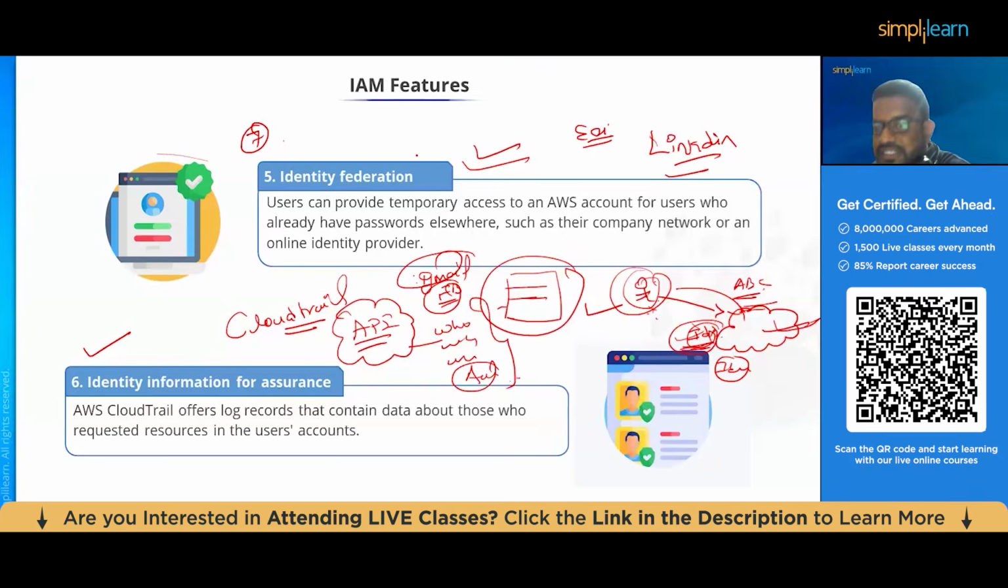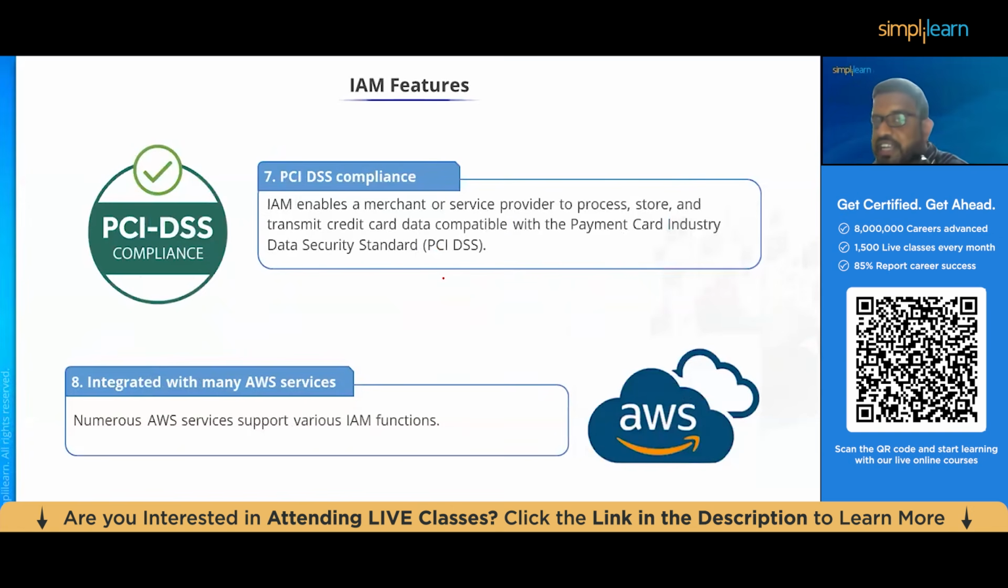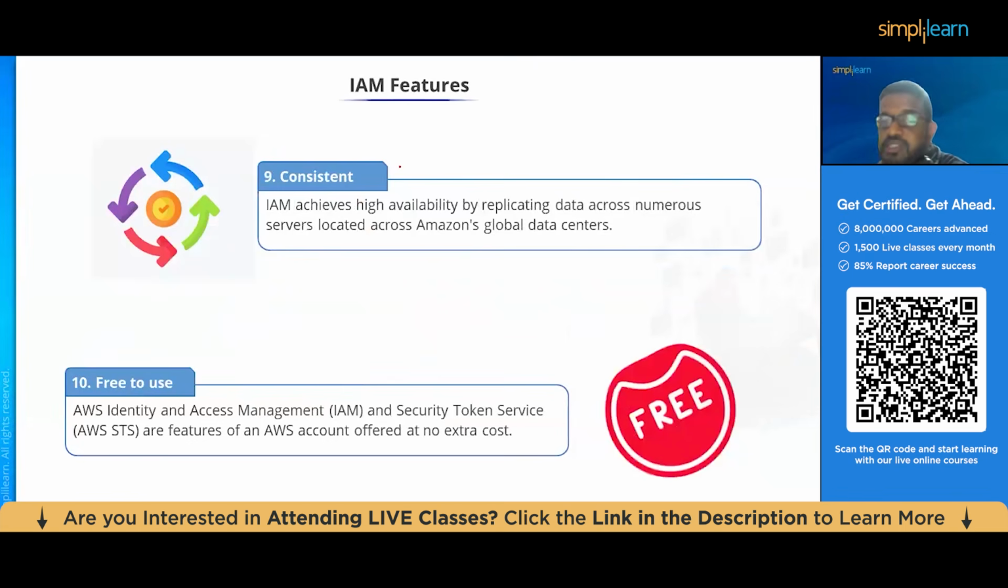Now, this IAM is compatible with PCI DSS, which is Payment Card Industry Data Security Standard. Then it's integrated with many other AWS services also. Then always the performance will be consistent. Why? What is the reason? Because it achieves high availability. How? If you want to make your data highly available, make sure that your data is replicated across different global data centers. That is the reason you will get consistent results, right?